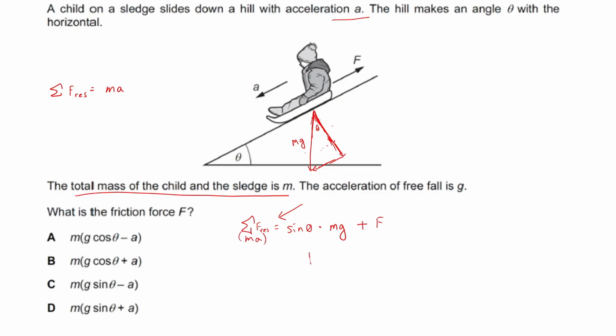So if we do simple algebra here, ma minus sine theta times mg is equal to F. So m times a minus g sine theta is equal to F. And it turns out that since F is going in the other direction, this is just going to be negative, kind of. So our answer is C.